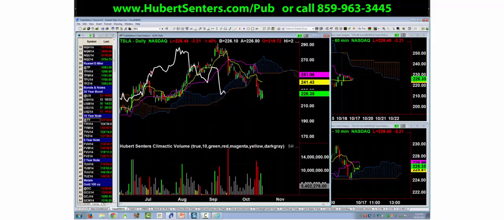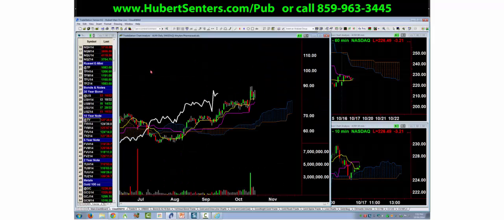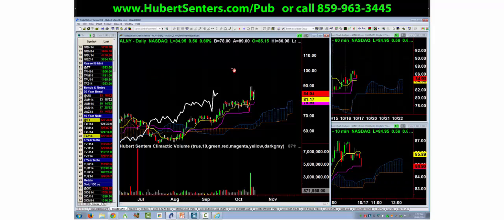ALNY. ALNY is a decent long. Here's a case where this thing did not work very well. So let's show that. Here was an up move. Here was a down move. Crazy Ivan should mean down, right? It did go down. It only went to the turning line and then bounced right back off of it. This is a better long than short.